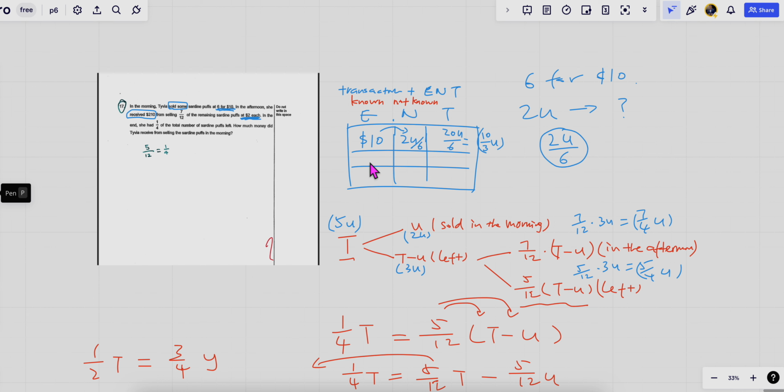Then it says in the afternoon she received $210 from selling. Okay, so 7 over 12 of the remaining. So basically 7 over 12 of the remaining is 7 over 4u, at $2 each. So you times 2, right? This is the afternoon amount. So this is morning, this is afternoon. So this is $2, then this is 7 over 4u. You times it, you will get 7 over 2u. And this 7 over 2u is actually 210.